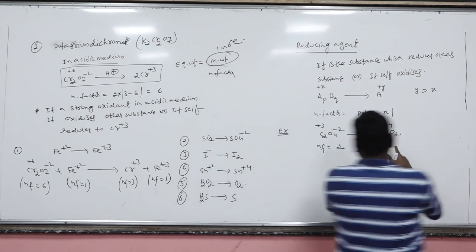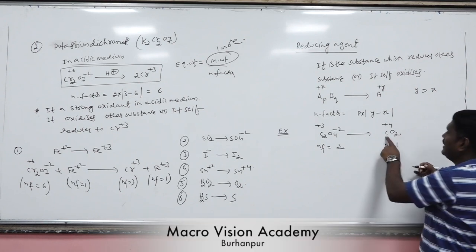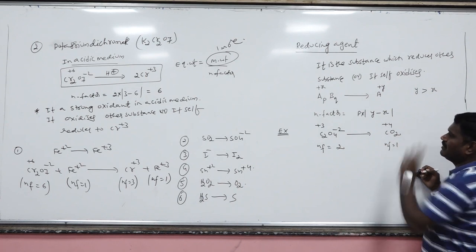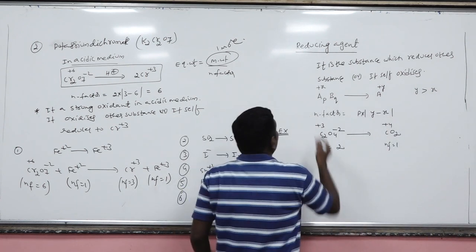But coming to this situation, the N factor we are taking is only 1, because only 1 carbon is there. Change will be 1, number of carbon atoms will be 1, 1 into 1. Okay, that is 1.